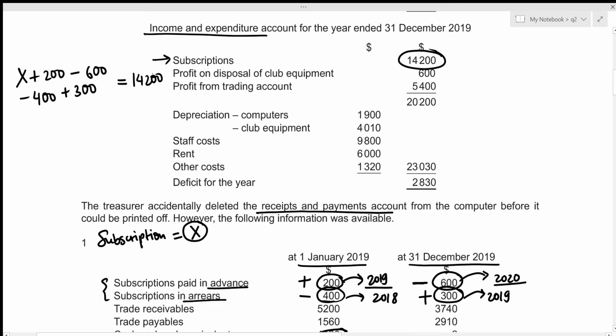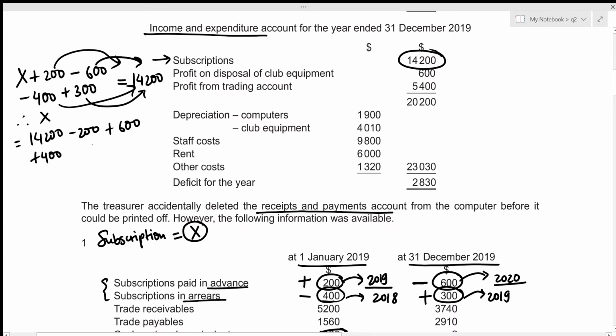Now we can easily figure out the value of the subscription to be included in our receipts and payments account. So that's x equals 14,200. This comes here, becomes a negative, that's minus 200. This comes here, it becomes a positive, so that's plus 600. This 400 comes here, that's again a positive 400. And this 300 comes here, that's a negative 300. So this gives the subscription received to be included in the receipts and payments account to be 14,200 minus 200 plus 600 plus 400 minus 300, which results in the value of 14,700.